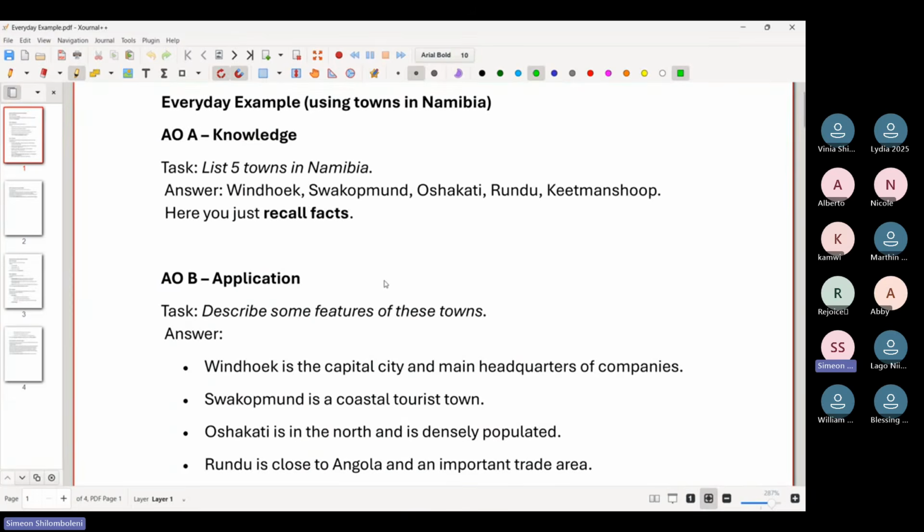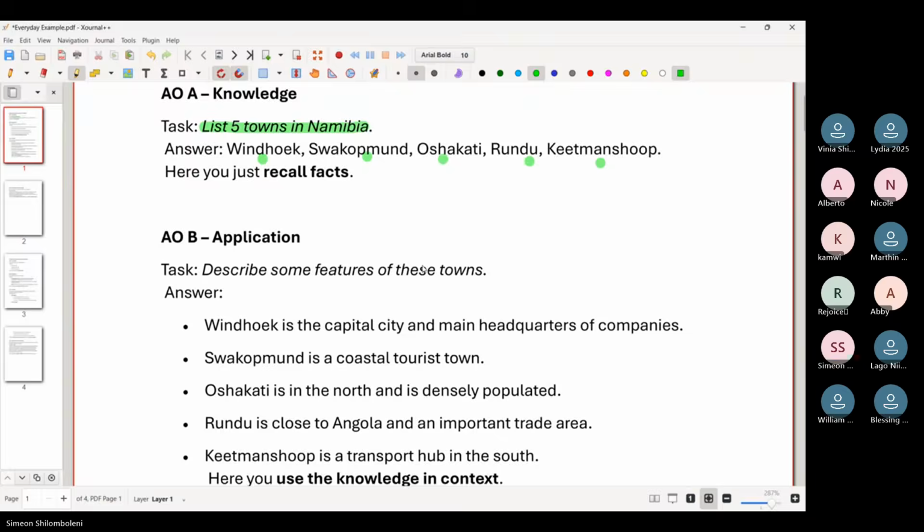Okay. This is now, for example, you have towns. If your question is just asking, list 5 towns in Namibia, a person will say we have Windhoek, we have Swakopmund, Oshakati, Rundu, Keetmanshoop. Here, the person is just listing. It has nothing to do with a decision. It has nothing to do with an analysis. They are just remembering. And then the discussion can continue.